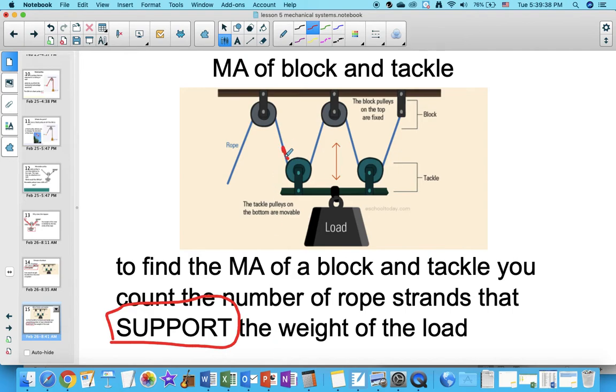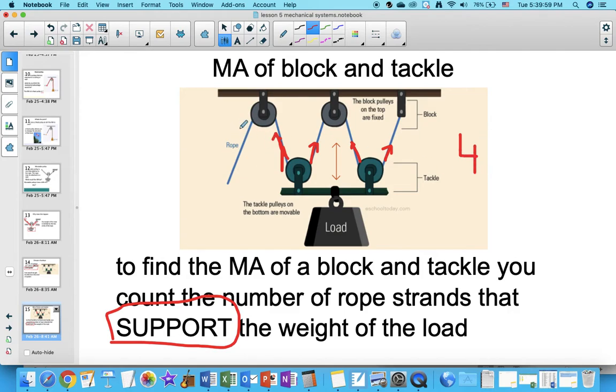This one is, right? The rope's being pulled from here by the load. The rope's being pulled from here by the load. The rope's being pulled from here by the load. And the rope's being pulled from here by the load. So you have 1, 2, 3, 4 spots that the load is being divvied up by. So you would say it has an MA of 4.